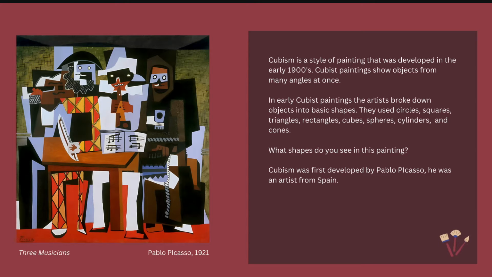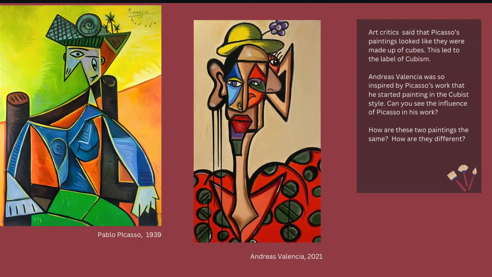Cubism was first developed by Pablo Picasso. He was an artist from Spain. Art critics said that Picasso's paintings looked like they were made up of cubes. This led to the label of Cubism.